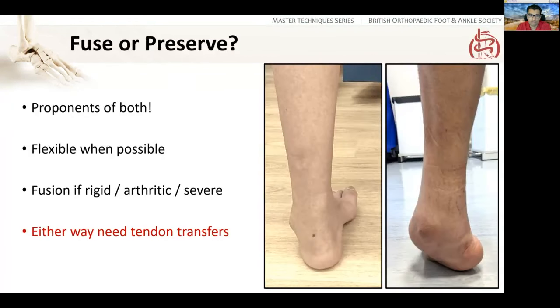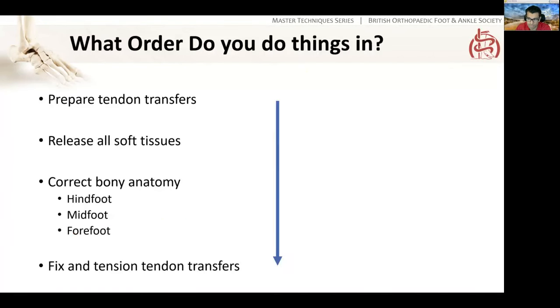Fuse or preserve, again, Heath touched on this, and they're proponents of both. I tend to do a flexible one when possible and reserve my rigid fusions for rigid ones or who have arthritis. Either way, they need tendon transfers, and there's some evidence to suggest that if you can do a flexible correction, then they do better with it, particularly the younger patient. But it does depend.